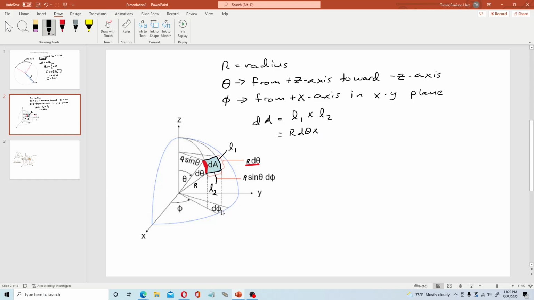Now, length 2 is a little bit more complicated, but if I put the projection of length 2 down in the xy plane, it subtends this angle d phi. Okay, so part of this will have length d phi, or angular displacement d phi, but it has a straight line length from the z-axis of r sine theta. Okay, so this length right here is r sine theta from this triangle right here.